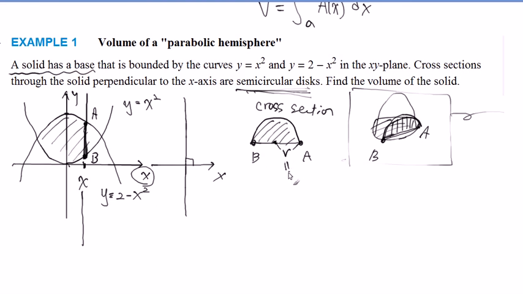Do you agree that R is not constant? It changes as X changes. If the cut is here, you can see that AB, that is AB, right? And if I locate X equals 0 there, you can see that's a lot longer, right? And then this circle will have a lot longer diameter. That's what we're talking about. Does that make sense? Yeah.